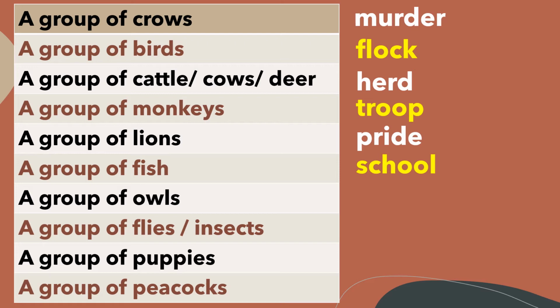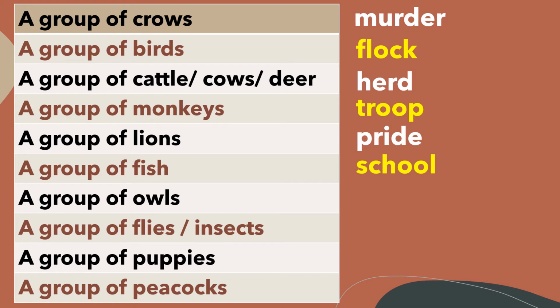Please note that the words fish and deer I have written like this only, not as deers or fishes, because in plural also we use the same word. One fish, many fish. One deer, many deer. Okay?